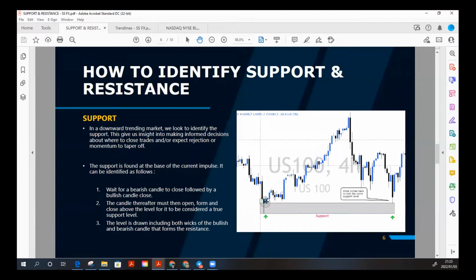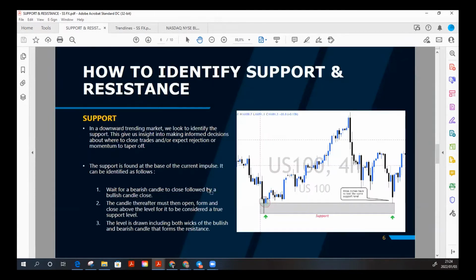In this case, this candle has obviously opened, formed, and closed above the level, telling us that this level is indeed a valid support. So again, number three, we include both wicks of the bullish and bearish candle that forms as the resistance. So notice here, we've got the zone that is drawn as the support, and it includes the wick of those candles. So that entire zone or area in the market is identified as a support level.